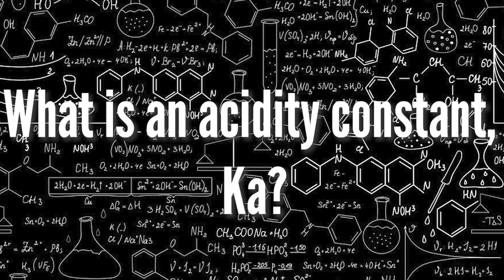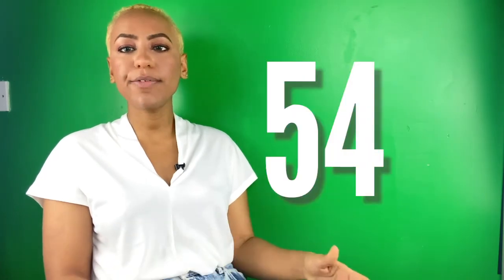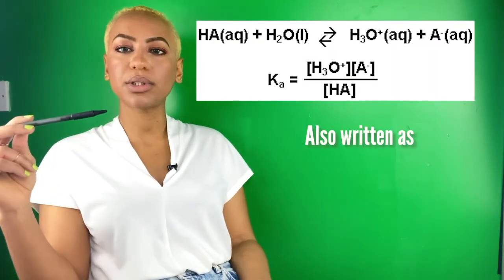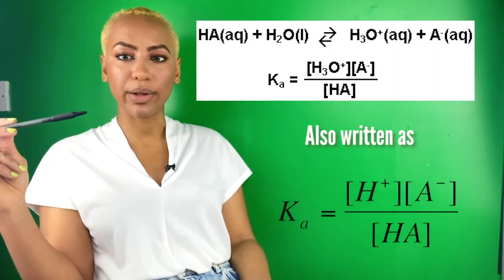53. What is an acidity constant? K subscript A. An equilibrium constant reflects how far a reaction proceeds towards completion. For the reaction of the ionization of an acid in water, this is called the acidity constant. 54. What is the equation for the acidity constant? Concentration of products in molar over the concentration of reactants in molar.